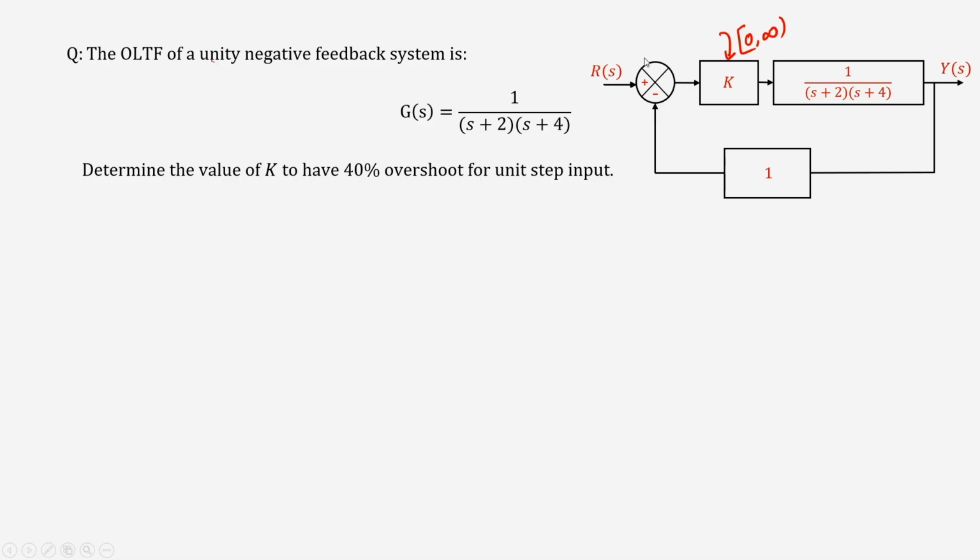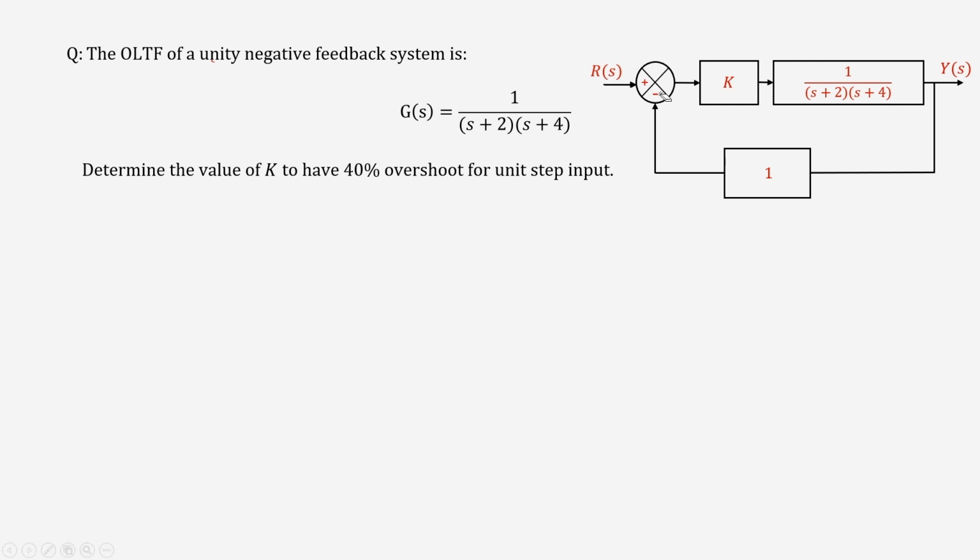Again, remember, in the last class I said the user might not give you the specification in this nice percentage overshoot form. You will have to understand what the user requires and reformulate the problem in the specifications that we deal with. So, 40% overshoot is what we need.